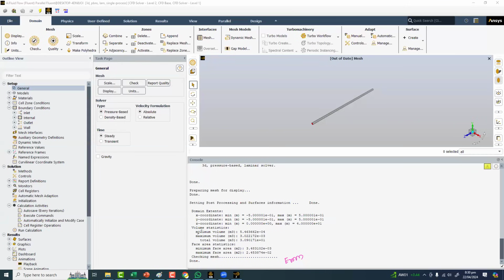But here, the most important thing is the minimum volume. I told you this minimum volume should not be negative or 0. So always look for the minimum volume by clicking on the check option, and the minimum volume should not be negative or 0. Otherwise, we will not be able to run the case. So once we get the negative volume or the 0 volume, go back to the meshing software, solve the problem there, and then come back into Fluent. Okay. So we discussed the negative volume and the 0 volume very thoroughly.